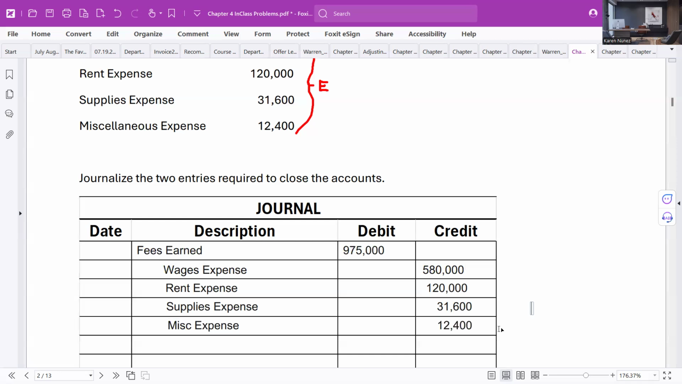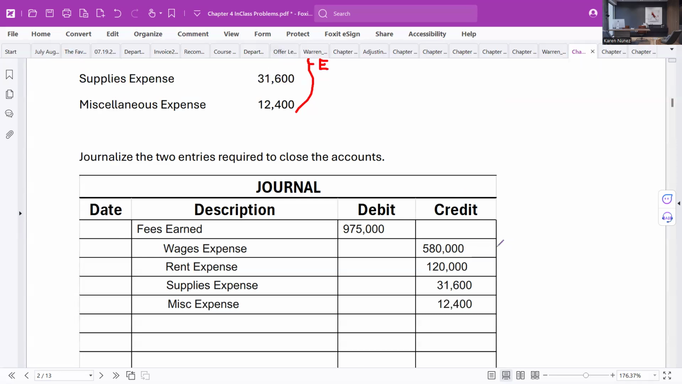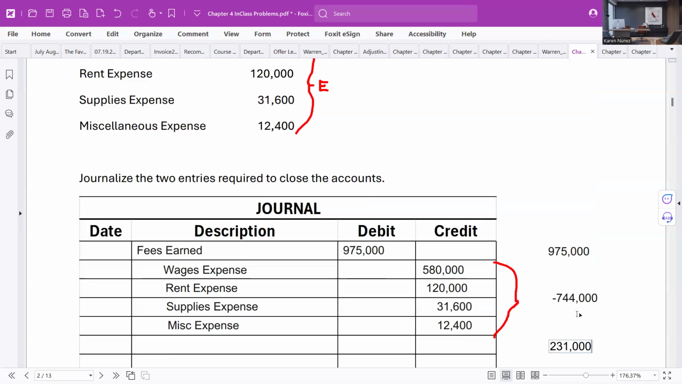And now we're supposed to balance this entry by closing everything out to retained earnings. So here's what we need to be able to do. We need a total of all of these expenses, and we want to compare that to the revenue. We've got revenue of 975,000, and the total of these four expenses is 744,000. So the difference between the revenue of 975 and the expenses of 744 is $231,000 of income, right? Revenue minus expenses gives us income.